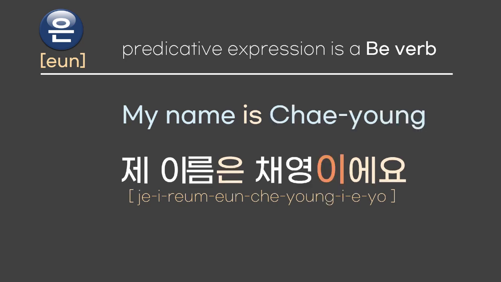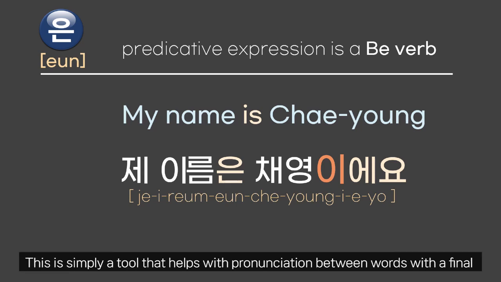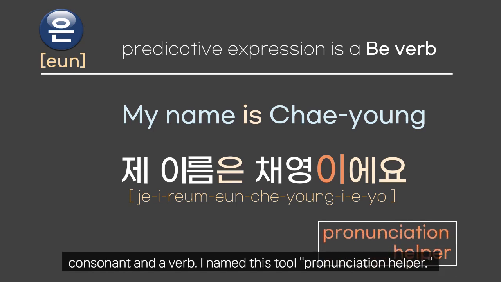My name is Chae-young. 제 이름은 채영이에요. The e in this sentence is not a topic marker. This is simply a tool that helps with pronunciation between words with a final consonant and a verb. I named this tool Pronunciation Helper.